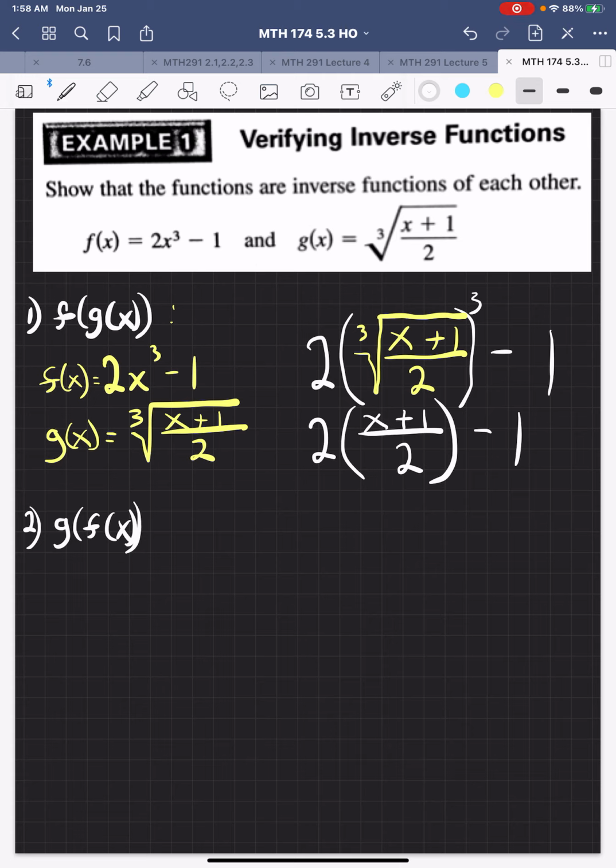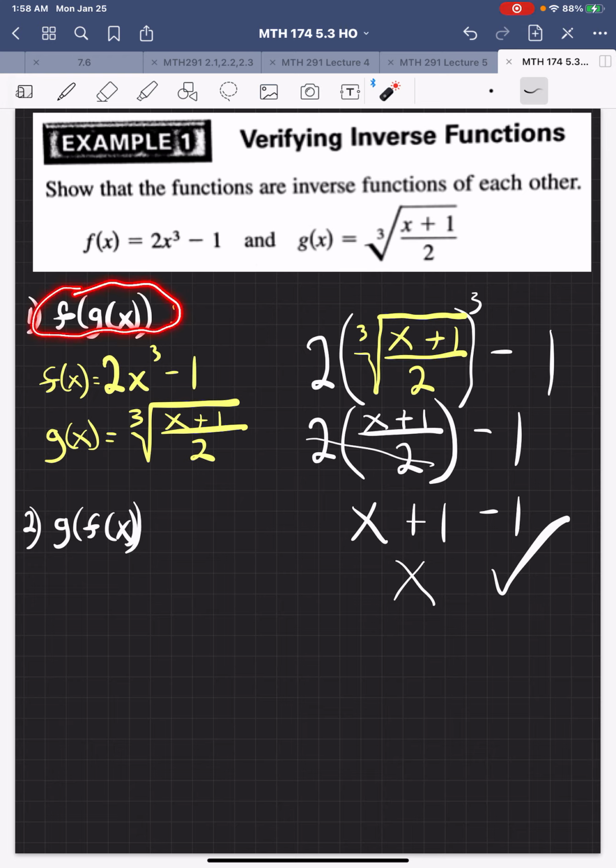All right, well, these 2's would cancel. You will be left with x plus 1 minus 1. And obviously, if you have 1 and you take 1 away, you're left with just x. And you can see that this meets the criteria that f, the composite of these two functions, is indeed x.